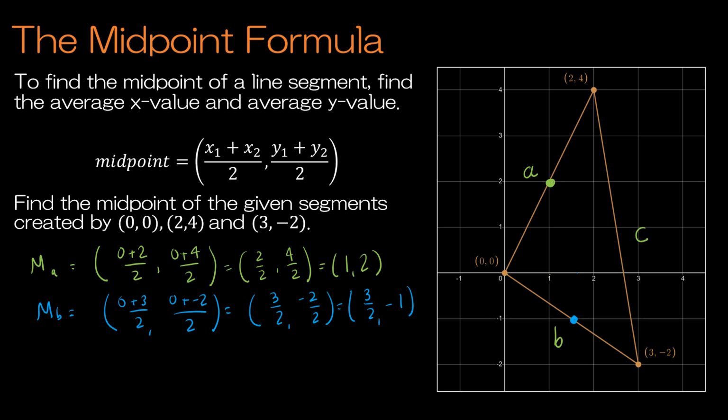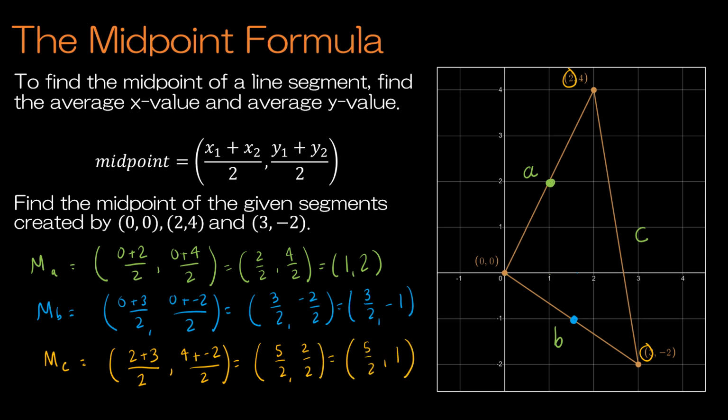Let's do the last for C. For C, I'm going to take the x's, 2 plus 3. Again, I'm just finding those from my picture. 2 plus 3 divided by 2, and 4 plus negative 2 divided by 2. 2 plus 3 is 5 halves. 4 plus negative 2 is 2 halves. That gives me 5 halves comma 1. And so 5 halves is the same as 2 and a half, and then comma 1. That would be the midpoint of segment C.